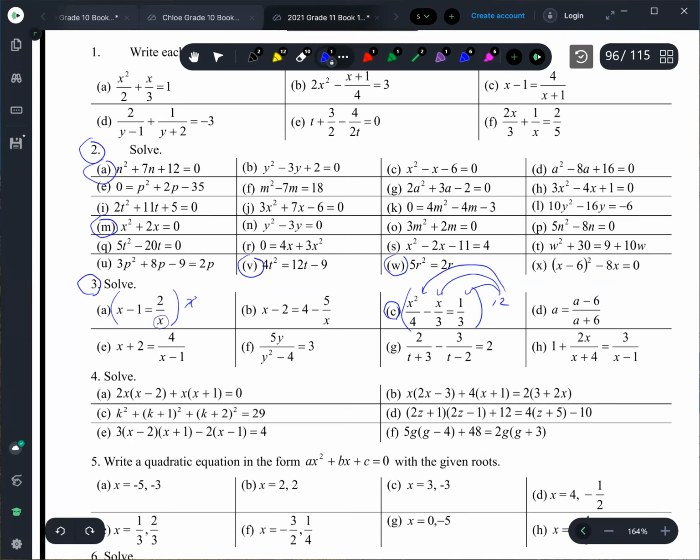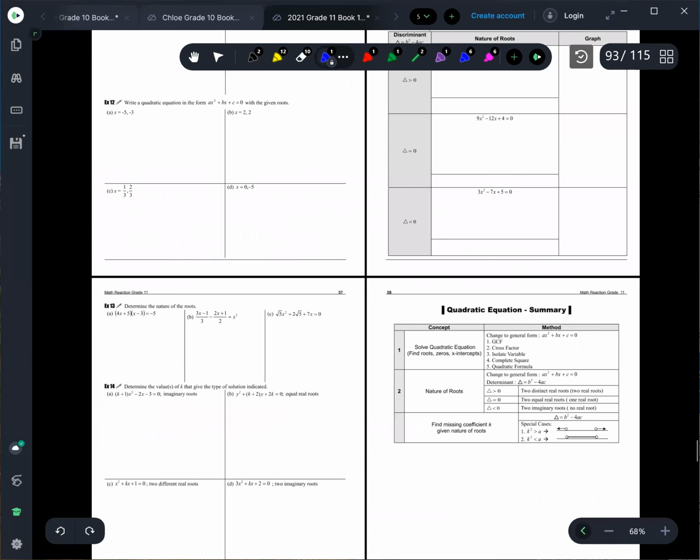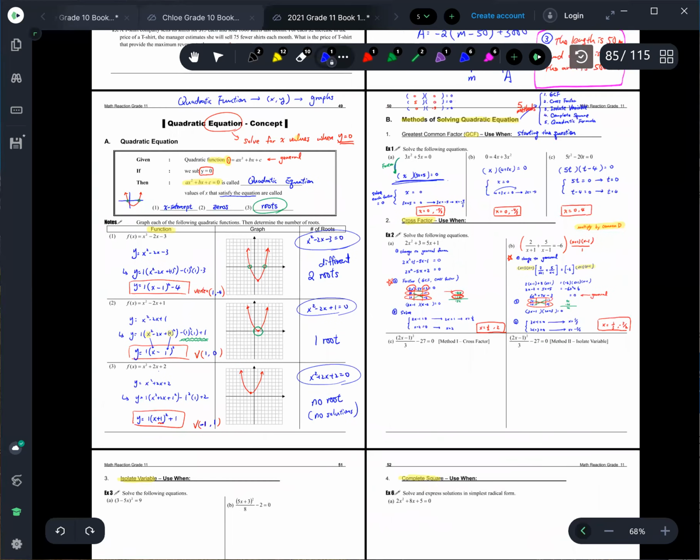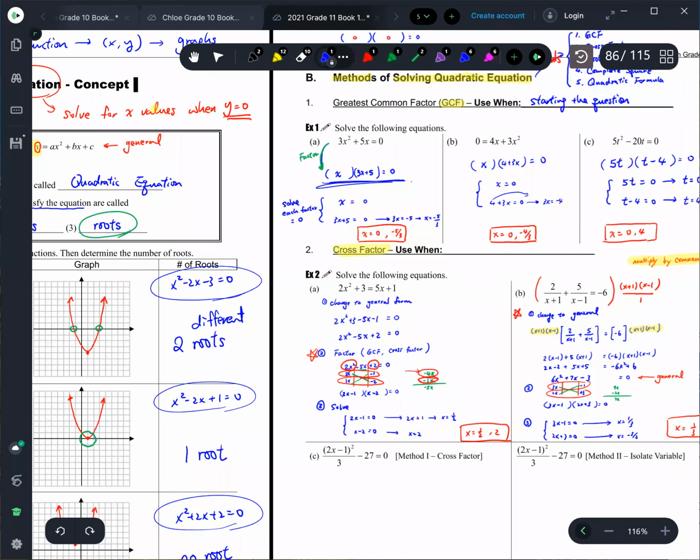And then number 4, those ones have brackets, so you need to expand it and combine like terms to get to general form. I will pick a few from each of number 2, 3, and 4, so you get practice with different styles of questions. Please review the notes before you begin your homework, and if you still have questions, you can ask me on WhatsApp. I'll see you next week.